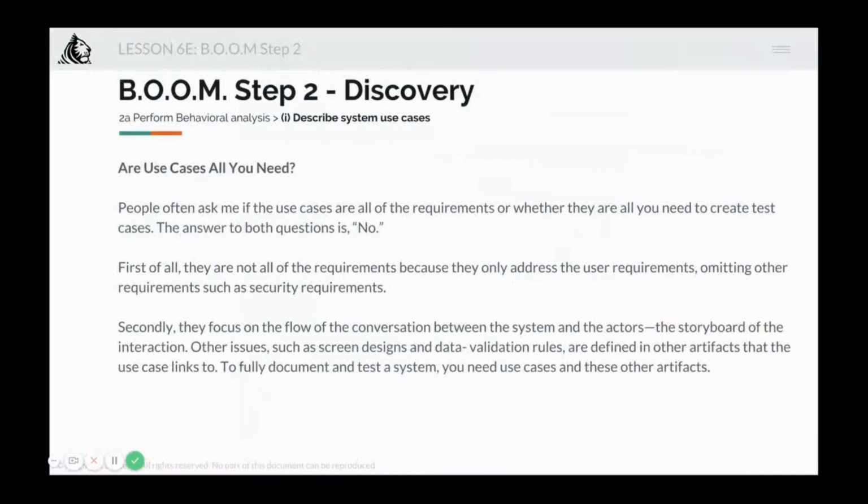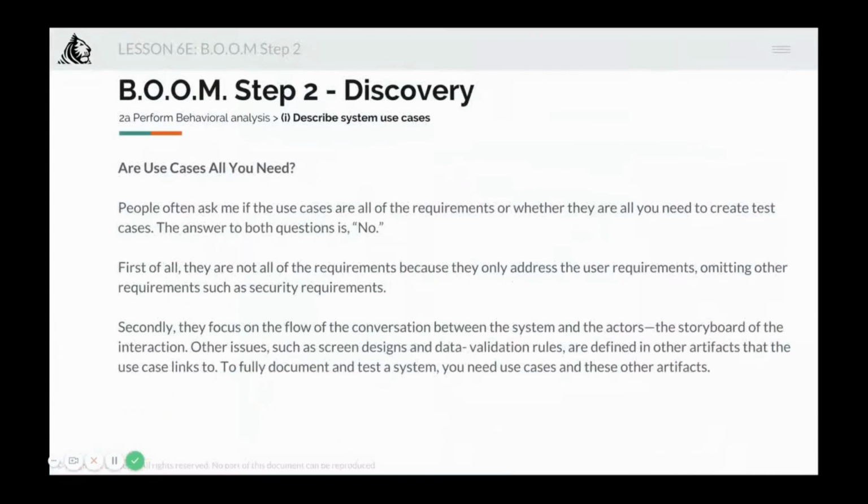So are use cases all you need? Well, that's something that people do ask me. People often ask me if the use cases are all of the requirements, or whether they are all you need to create test cases. Well, it's not. Use cases are just the beginning.